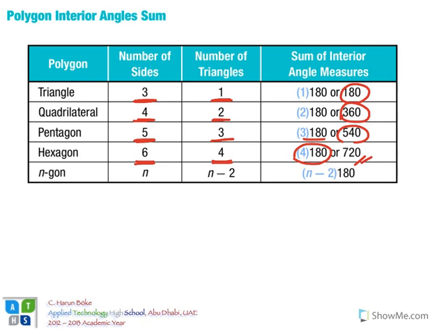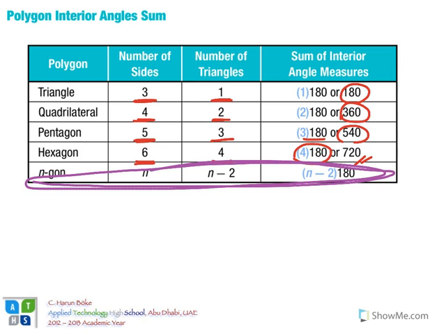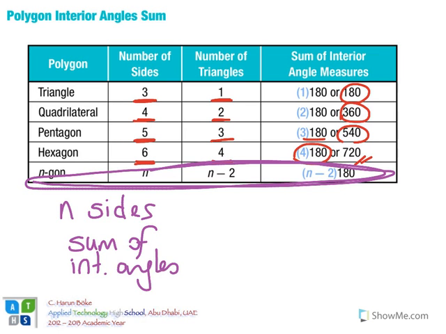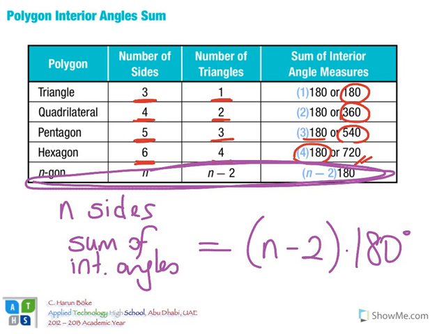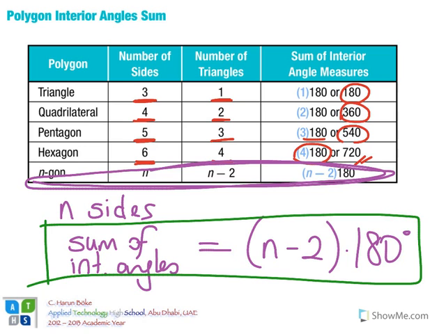And this is the generalization of this relationship, saying that if you have n sides, then the sum of interior angles is nothing but n minus 2 times 180 degrees. So this is our formula for the sum of interior angles. So let's see some examples.